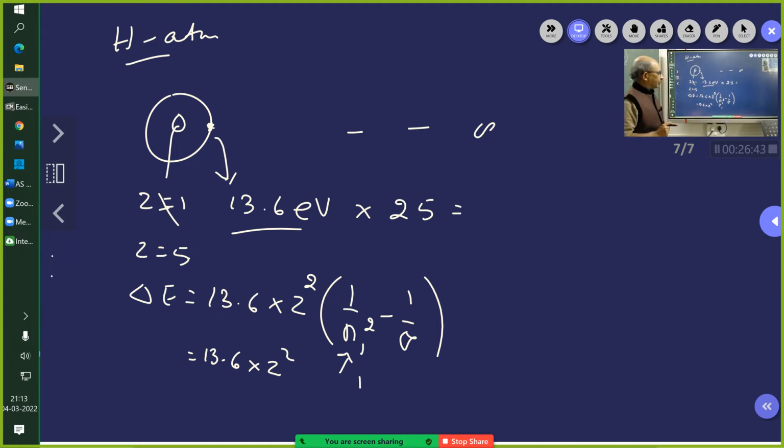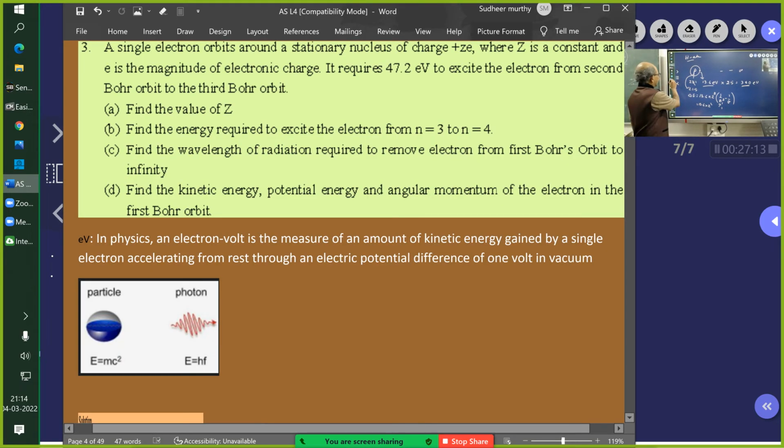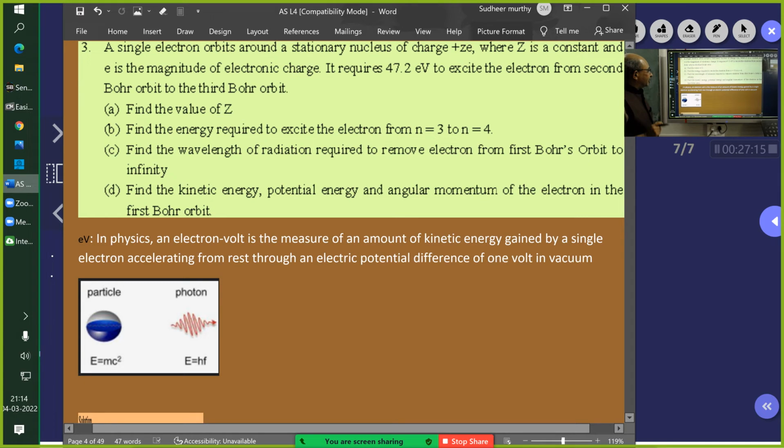So what is this value going to be? 13.6 into 25, which is 340. Excellent. So 340 electron volts. So if Z is 5 and you have an electron in the ground state, then you have to provide 340 electron volts of energy to knock off that electron, that is, take that electron to infinity. Got it?